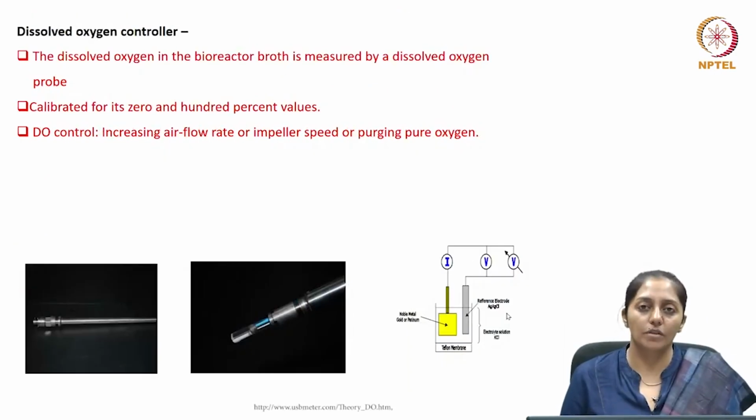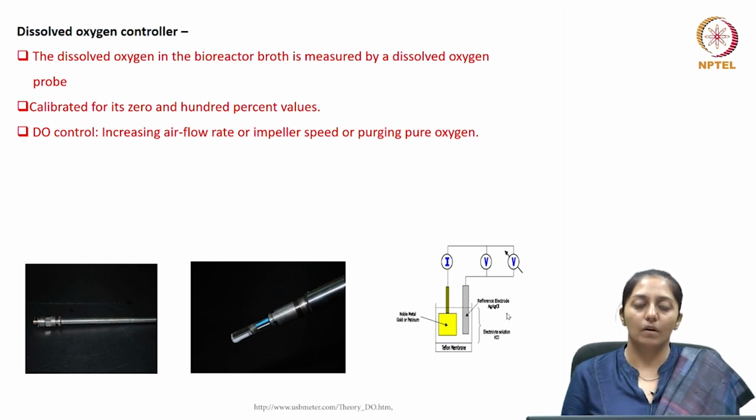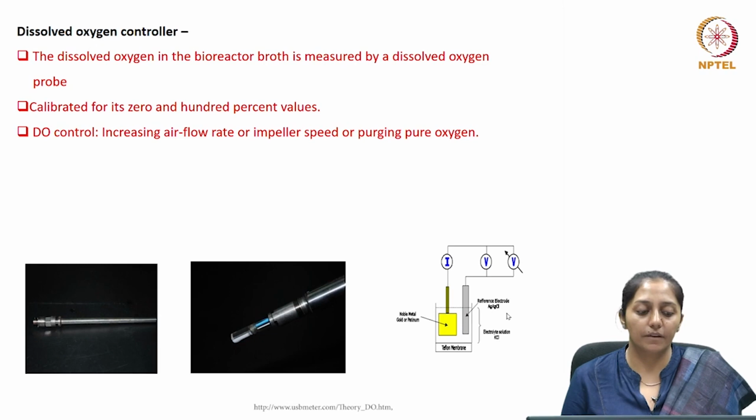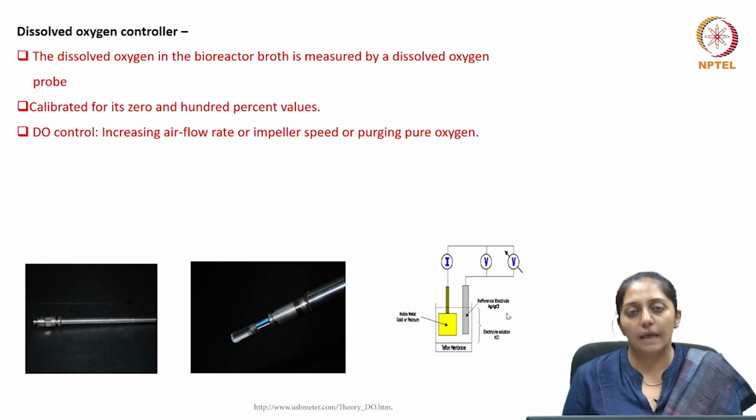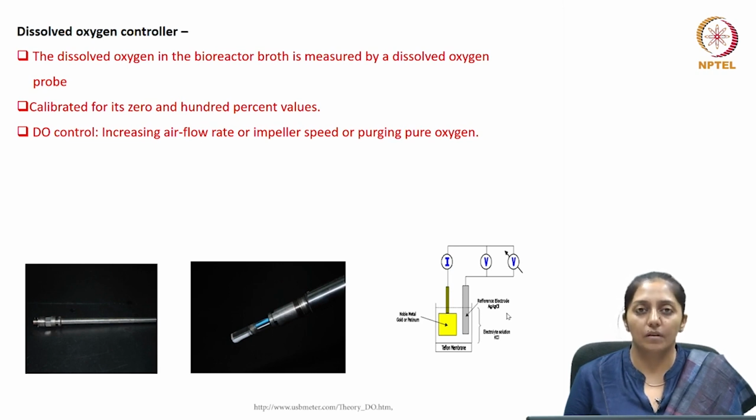Then talking about the dissolved oxygen probe. The dissolved oxygen in the reactor broth is measured by a dissolved oxygen probe. It is based on the principle of galvanic or polarographic electrodes. The schematic here shows a polarographic electrode where the membrane at the bottom is selectively permeable to oxygen, and the oxygen gets reduced at the noble metal electrode, due to which a current flows and is measured as proportional to the oxygen tension of the broth.